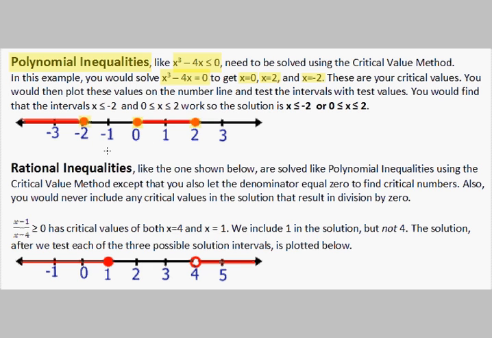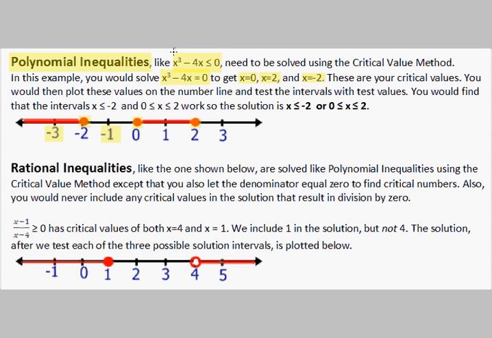We test to the left of negative 2. If we plug in negative 3 into our original inequality, we get a true statement. Because negative 3 cubed is negative 27 minus 4 times negative 3, that's negative 27 plus 12 is negative 15. That's less than or equal to 0. It's true. Then we check the interval between negative 2 and 0. If we plug in negative 1, we get negative 1 cubed is negative 1 minus 4 times negative 1 becomes negative 1 plus 4, or 3.